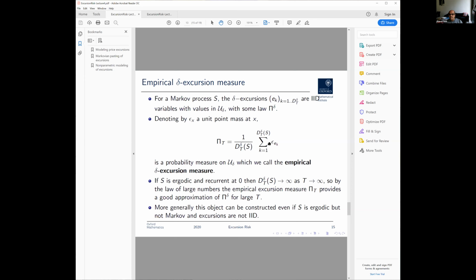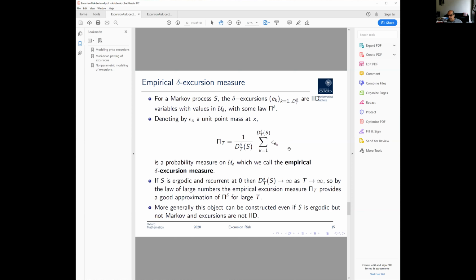Now, if S is a Markov process, then we know that these elements are IID. So this is an empirical distribution of an IID sequence, and we know a lot about this. The law of large numbers says that this empirical distribution will converge to pi delta, the true distribution, and more specifically, the convergence of the empirical distribution to the true distribution is the Glivenko-Cantelli theorem.